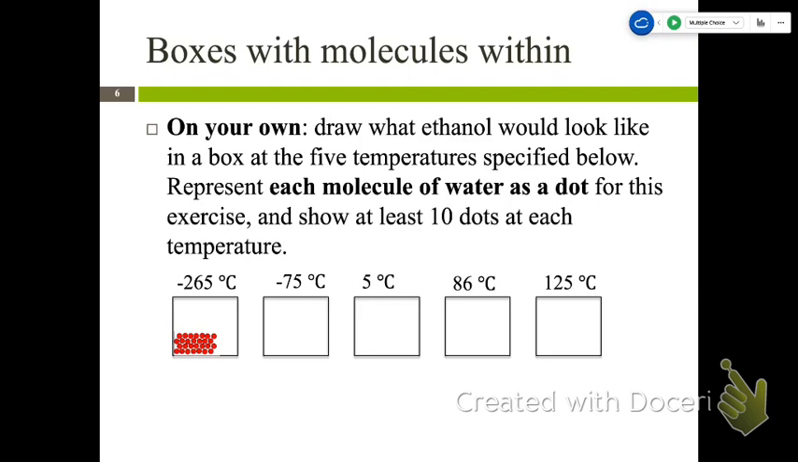So the higher the temperature gets, the farther apart. So they're still technically together at -75 and 5 degrees Celsius. But they get further. Yeah, that's what I was thinking.